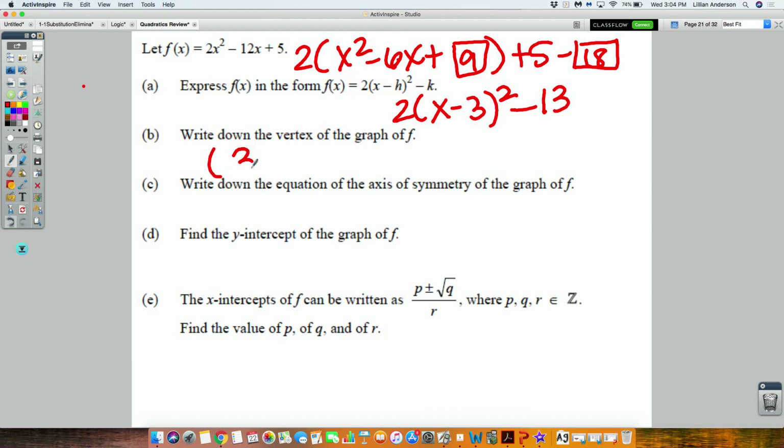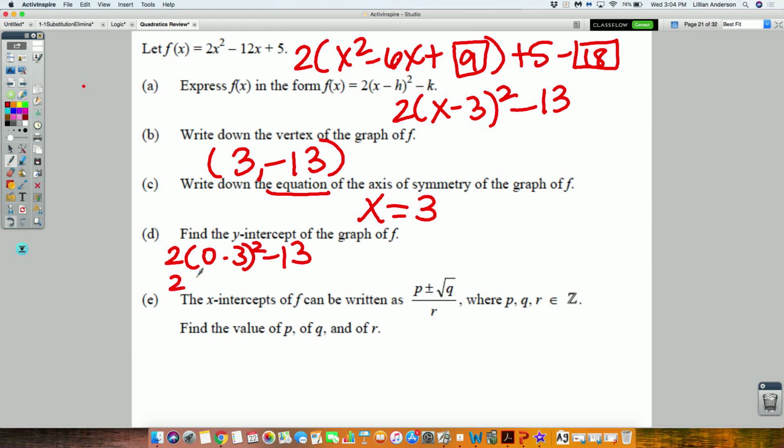Then the vertex would be 3, negative 13. If the equation of the axis of symmetry, remember, it has to be an equation, which is x equals 3. Did you have x equals? Yes. Good. The y-intercept, I'm going to go ahead and plug in 0 for x. Did you get 5? You could also put 0, 5.